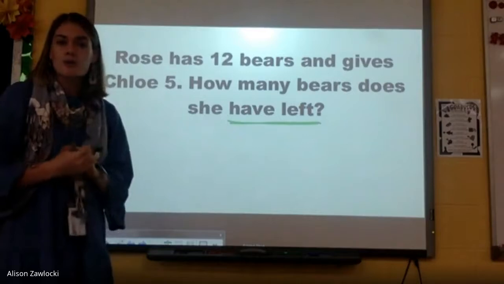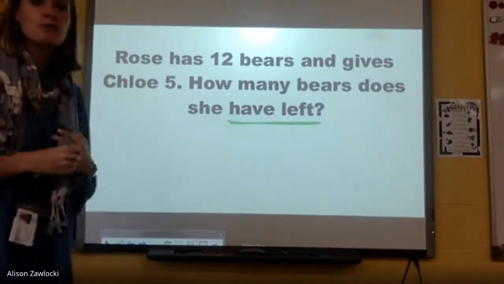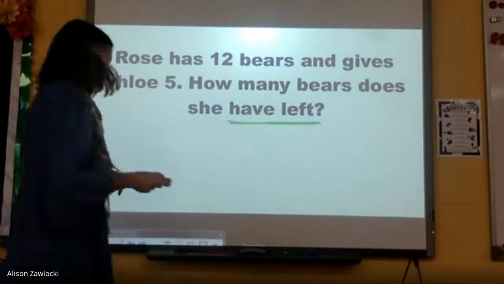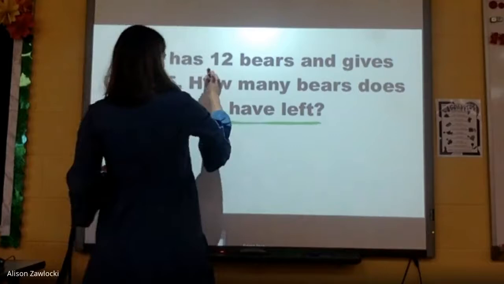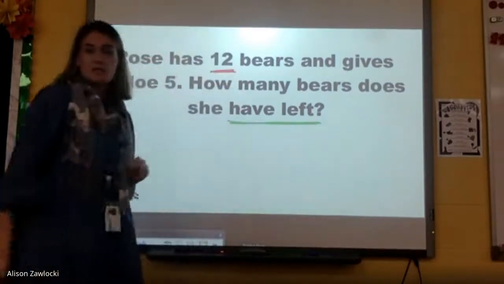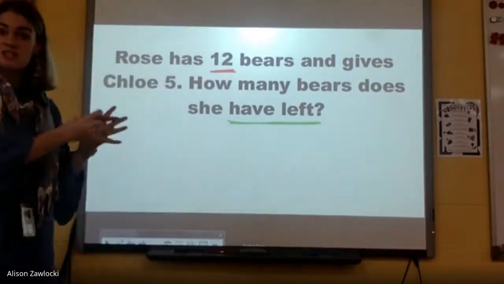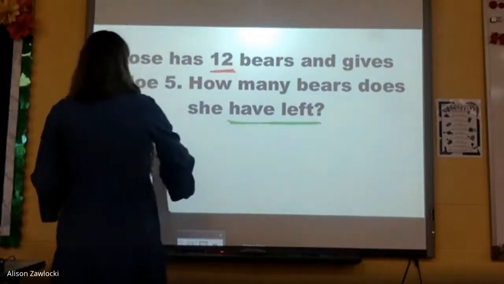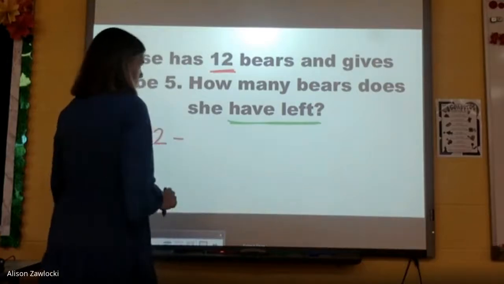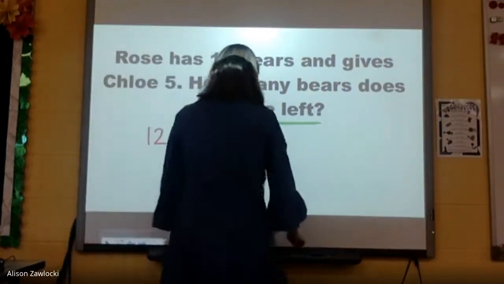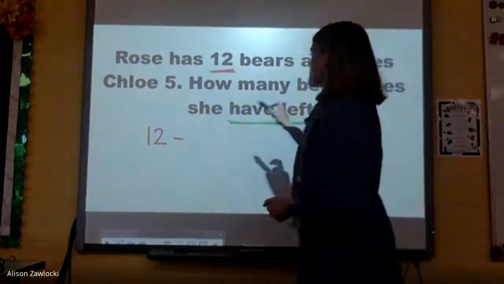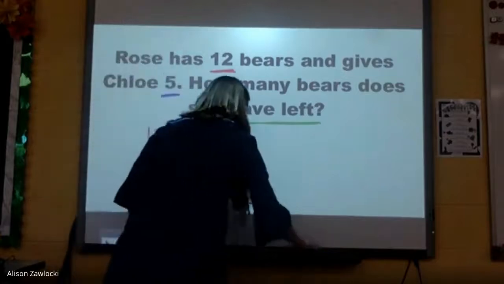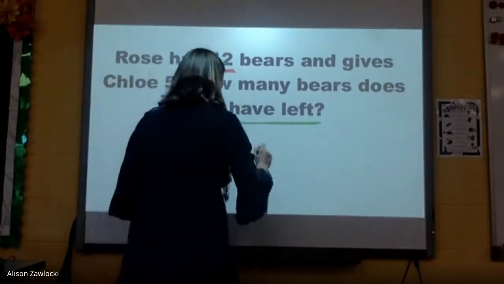I want you to pull out your notebook and a pencil and follow along with me. We're gonna do this one together. I see 2 numbers in this problem. Rose has 12 bears to start with. In a subtraction problem, I always put my biggest number first because I'm taking away from that number. So she has 12 to start with. I'm going to write 12 here. And I know it's take away. 12 take away what? She gives Chloe 5. 12 minus 5 equals, we don't know, we're gonna have to find it out.